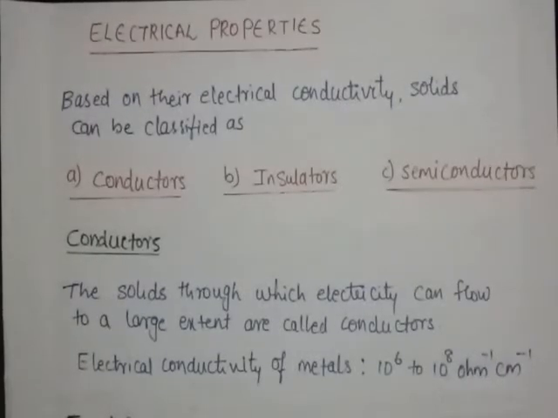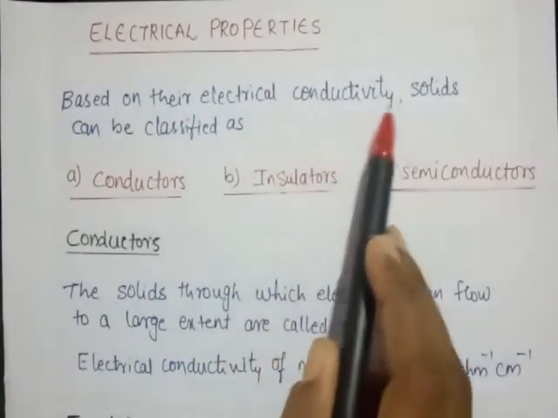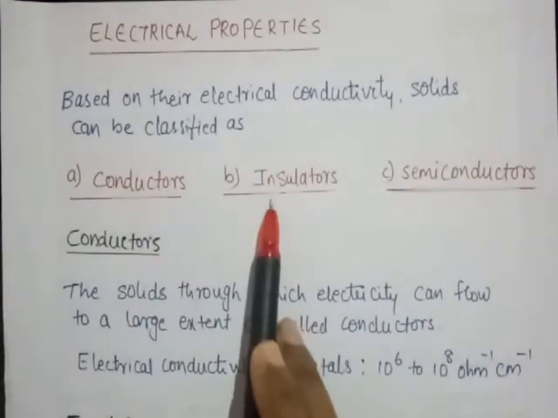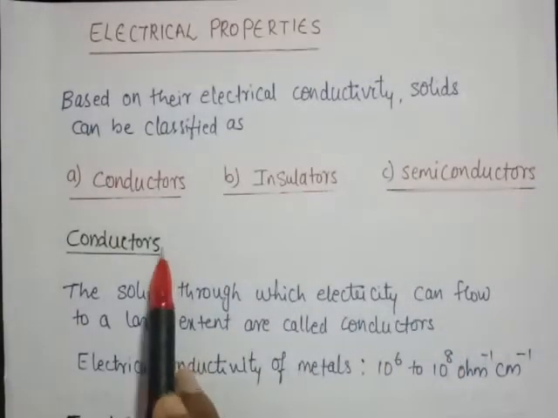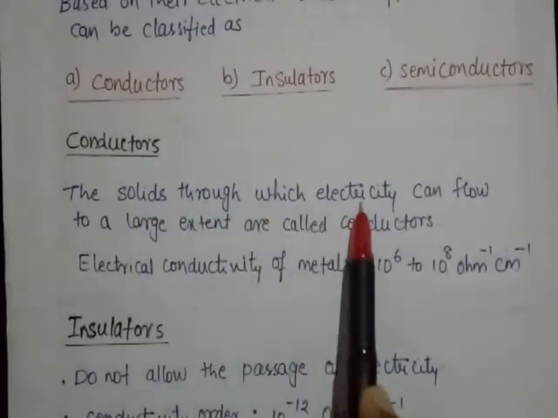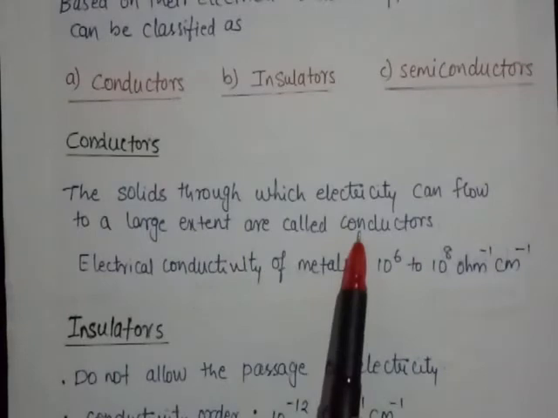Hello friends, in this class we are discussing the electrical properties of solids. Based on their electrical conductivity, solids can be classified as conductors, insulators and semiconductors. Conductors are the solids through which electricity can flow to a large extent. Simply we can say that they can conduct electricity.